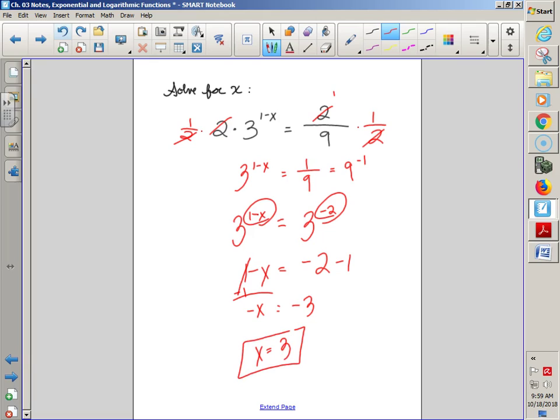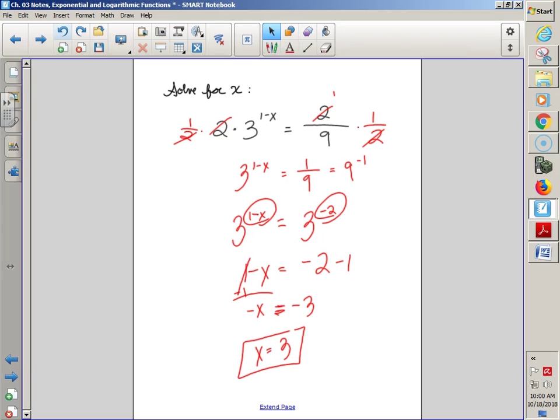So x should equal a positive 3. Subtracting the 1, negative 2 minus 1, negative 2 plus a negative 1 is negative 3. Dividing both sides or multiplying both sides by a negative would get rid of it. So x has to equal a positive 3.